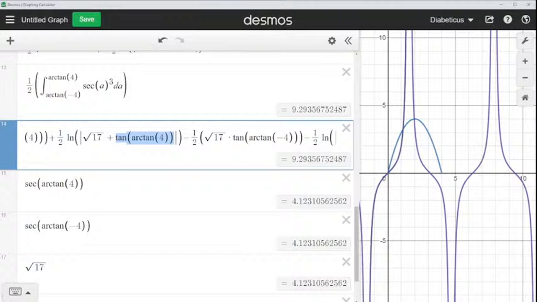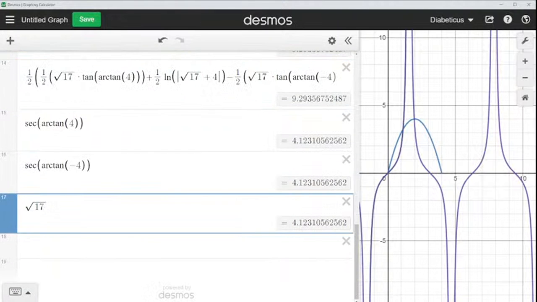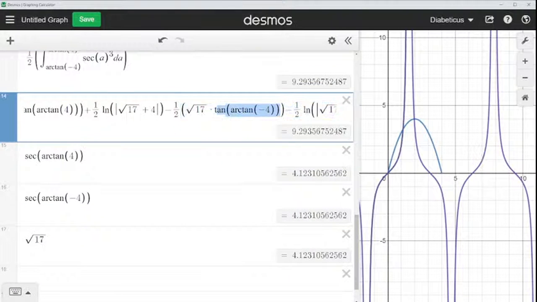Alright, now what's the tangent of arctangent of 4? Well, by golly, I wonder what that is. It's 4. And okay, this one. Actually, is this -4? Okay, now I'm a freaking moron. Is this -4? Yeah, it's -4.